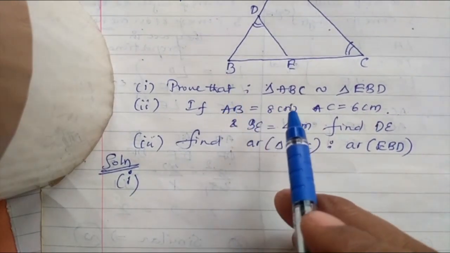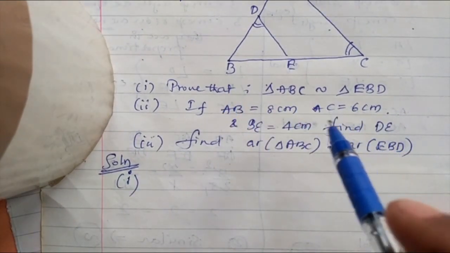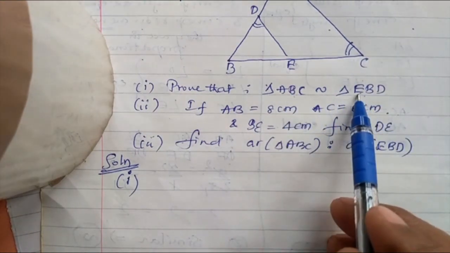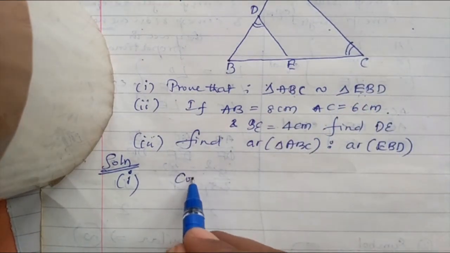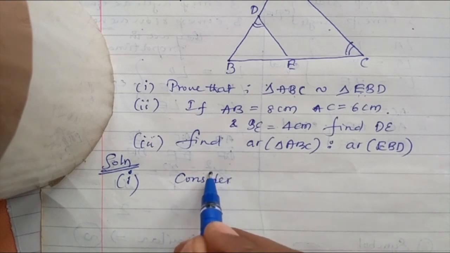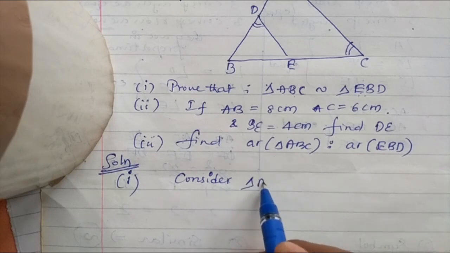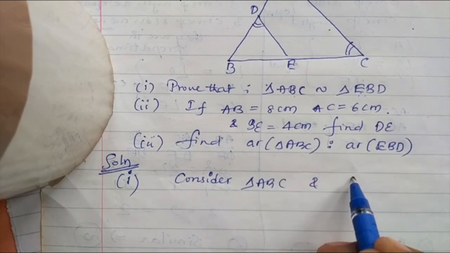When we go for proving of congruent triangles or similar triangles, which are the two triangles given? First you write that, consider. So when we go for proving two triangles are similar, first consider those two triangles. Consider triangle ABC and EBD.